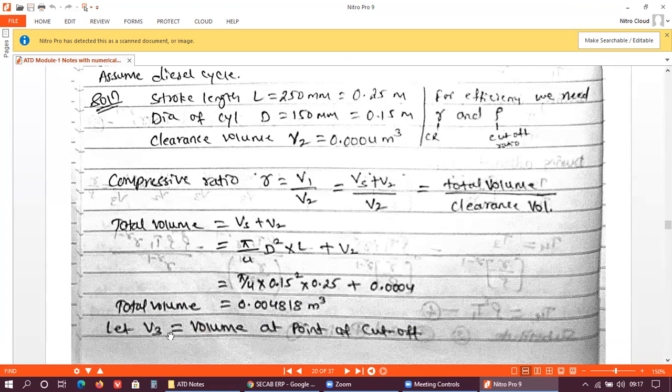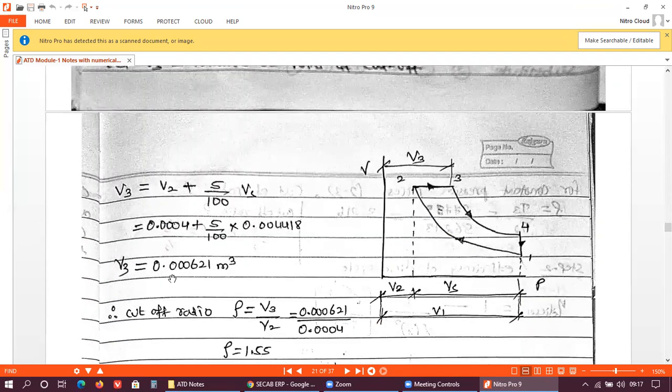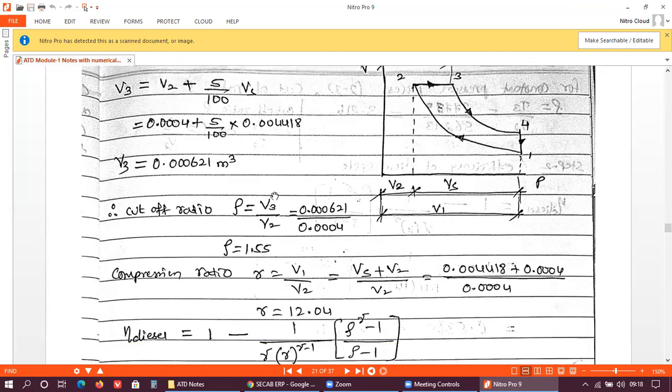So one more thing is to be calculated, that is V3. You are going to calculate V3 is equal to V2 plus 5% of the stroke volume. Okay, so you have to make use of this equation to calculate V3. Now we'll calculate the cutoff ratio, that is given by rho is equal to V3 by V2. So just substitute the values, you'll get the cutoff ratio is equal to 1.55. Rho is nothing but the cutoff ratio, it is not density.